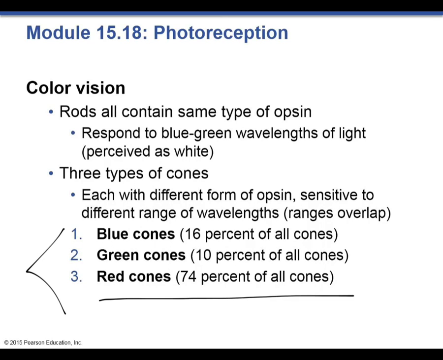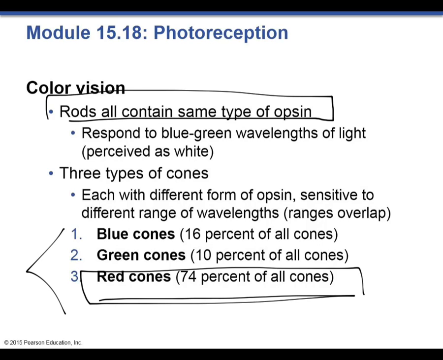Here are the three colors, okay? Most of the cones are red, okay? So red is the most common, and then there's green and blue, and each of them is responding to a different wavelength, an overlapping wavelength of light. The rods, they see things as white, if you will, right? So the rods don't see color.